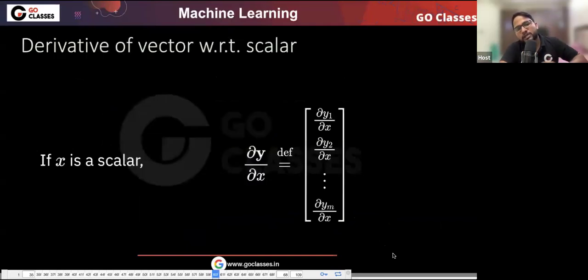Now let's quickly see that if you want to differentiate a vector with respect to a scalar, I mean the other way around, right? If it is a vector with respect to a scalar, then it will be like this. Since y is a vector, that's why y1, y2, y3, like this. If x is a scalar, then only x I'm writing. I mean there is no component or something, right?